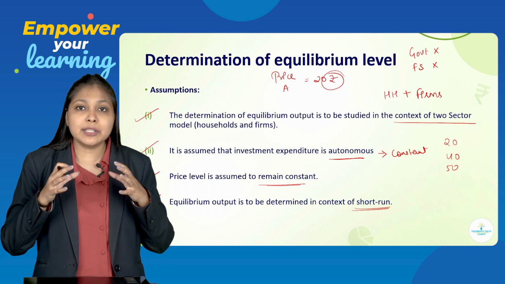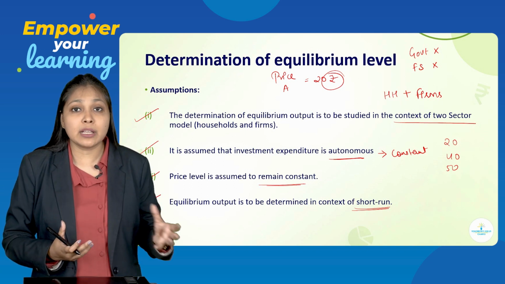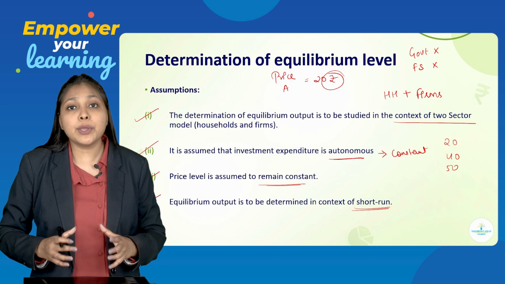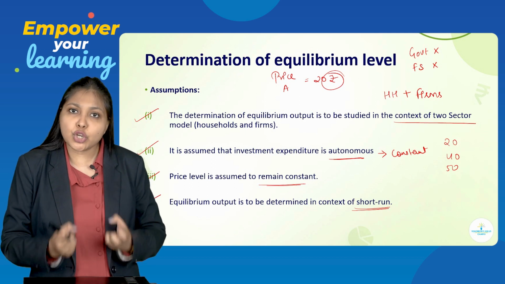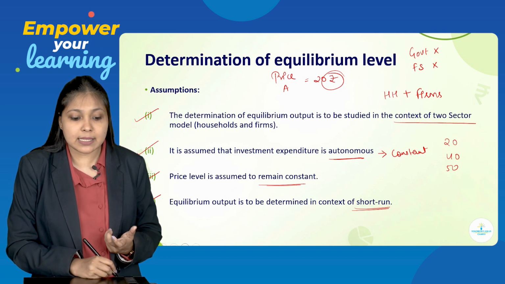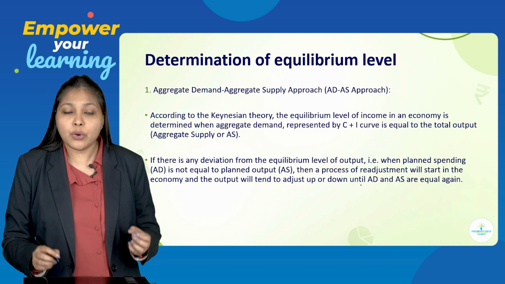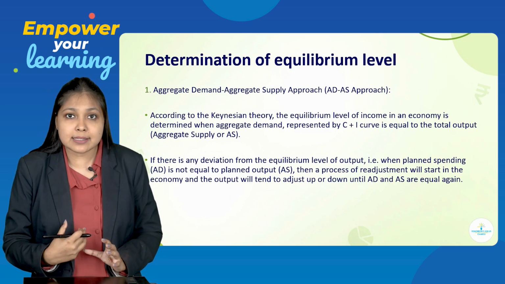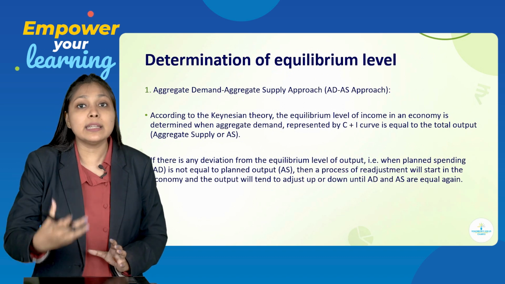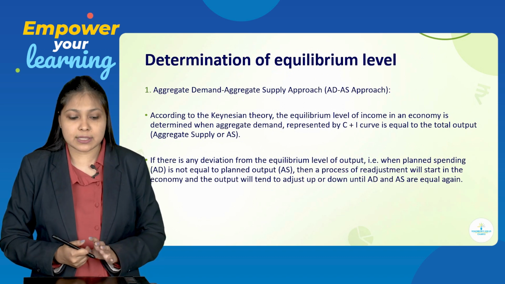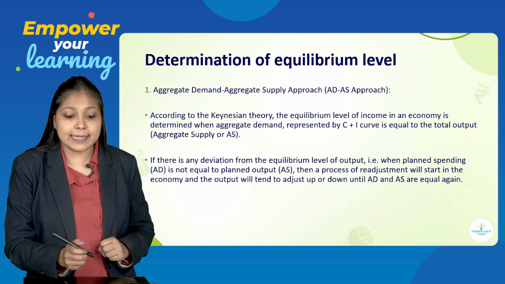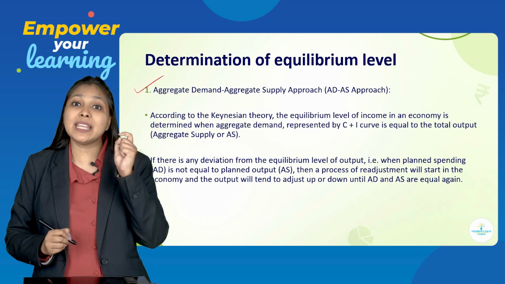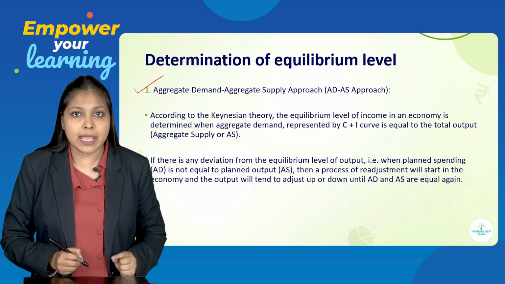So here, when we determine the equilibrium level of income, output and employment, we are going to determine it in the short span of time. This is again an assumption. Okay, so these are the 4 very important assumptions which we have to understand and accept before understanding the 2 approaches. First approach, ADS approach, that is nothing but aggregate demand and aggregate supply approach.